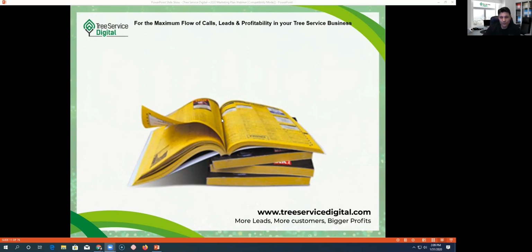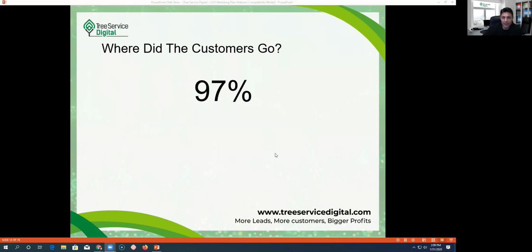These things now are used for bonfires and recycling bins. At least around my house, they are pretty much. So maybe some of the older demographics still use them, but everybody's kind of shifted to the internet. So you got to be on the internet.